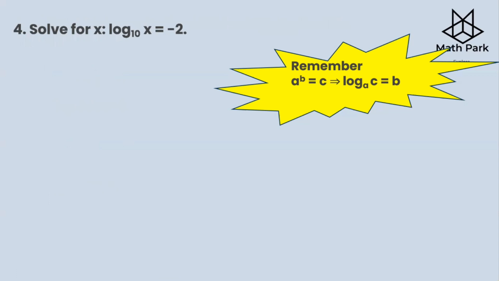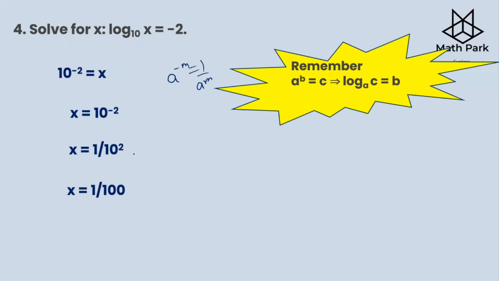Solve for x. You have log of x to base 10 is equal to minus 2. First, we write this in the exponential form. So we get 10 to the power minus 2 equals x. Now, this is of the form a raised to minus m. We have learned the exponents: a raised to minus m is equal to 1 upon a raised to m. So this is how you get x is equal to 10 to the power minus 2, which becomes 1 upon 10 to the power 2, which is 1 by 100, and 1 by 100 is 0.01. So this is how we got the value of x as 0.01.